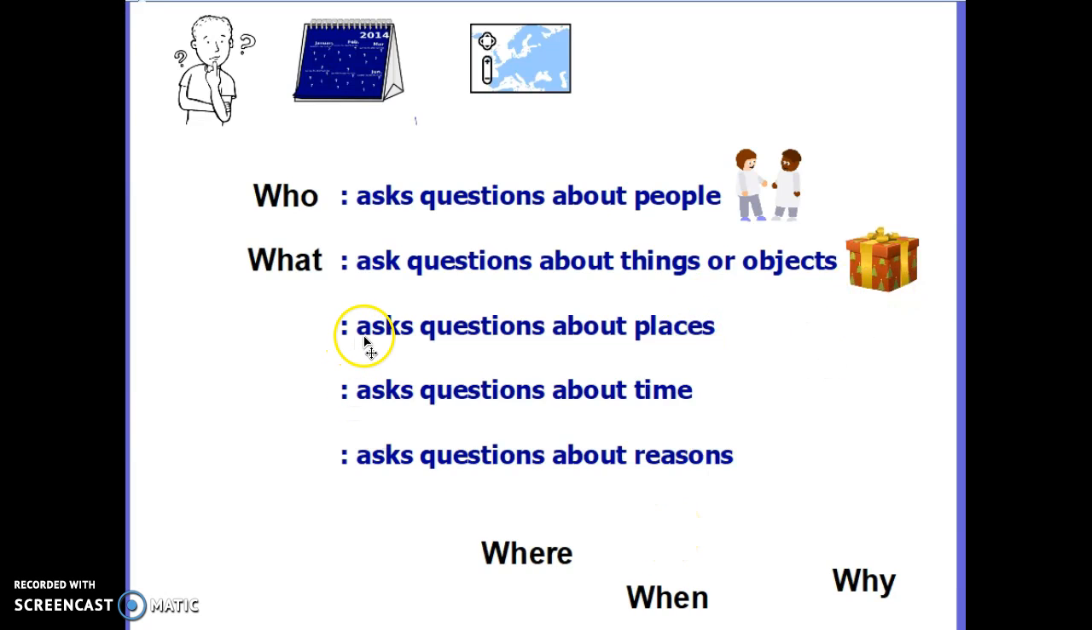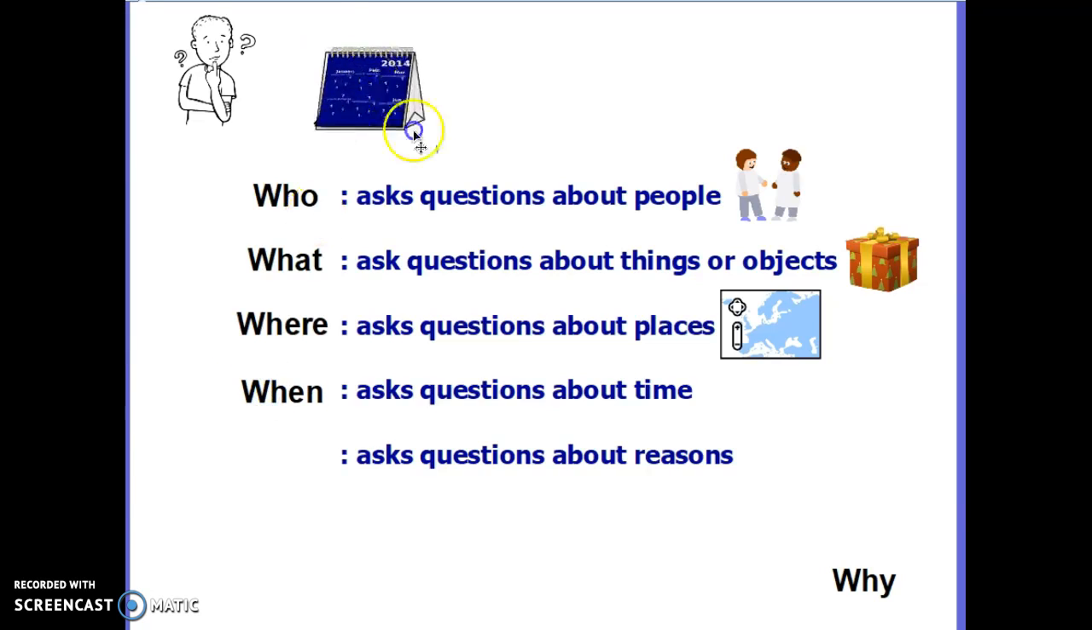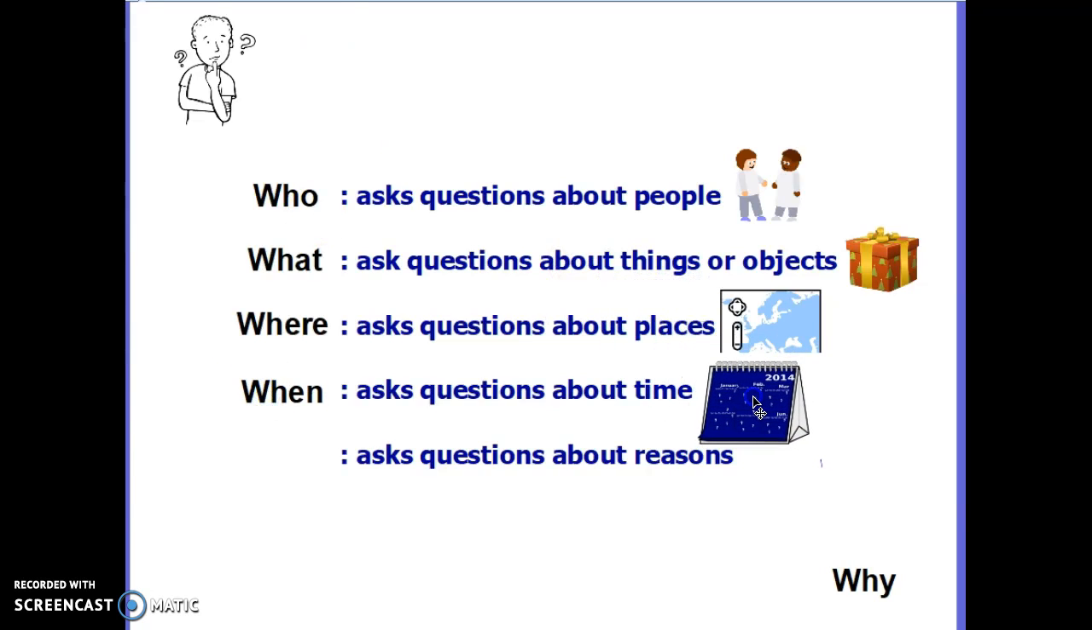Our next question word is to ask questions about places. If we want to know more about a place, we might ask where. Where are you from? Where is your brother's school? Where asks questions about places. To ask questions about time, we use the word when. We might ask, when is your birthday? When is your next basketball game?